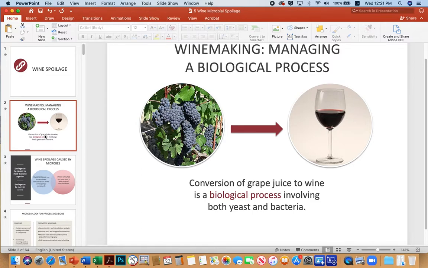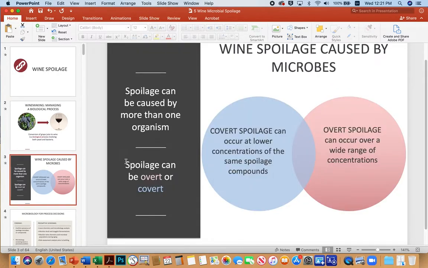Winemaking is just managing a biological process. Converting grape juice to wine involves, obviously, yeast and bacteria. And so your job as a winemaker, for example, is to shepherd the microbes appropriately, allowing the good microbes to do what you want them to do, and suppressing the bad ones and keeping them from doing what they want to do. So the concept of spoilage is typically broken into two versions, covert and overt.